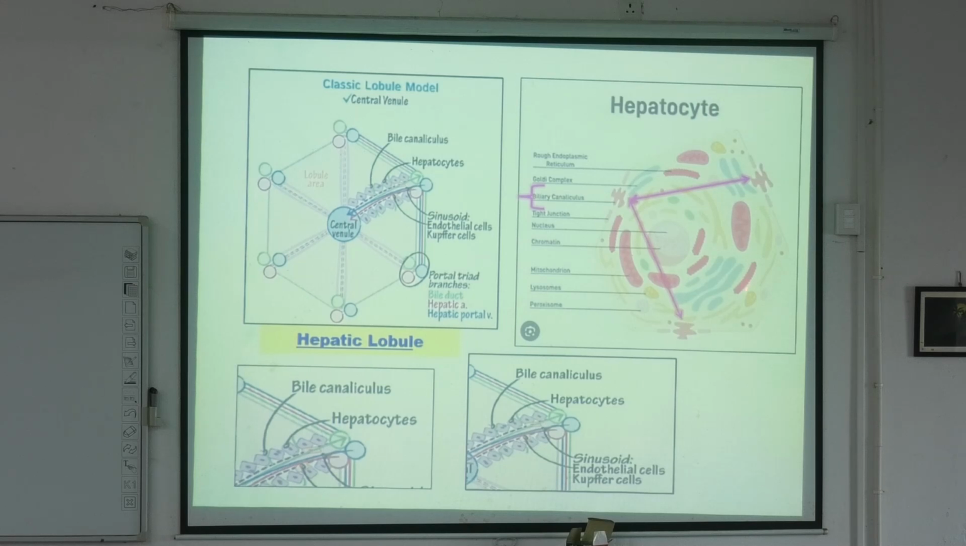So if you look at the structure here, you see there is a sinusoid, there are biliary canaliculi, and I have just enlarged this figure here. These are the hepatocytes. And you can see there are the sinusoids and there are the biliary canaliculi here. You see the hepatocyte here. These structures are biliary canaliculi, where bile is formed, and that bile passes through the biliary ductule into the biliary duct.